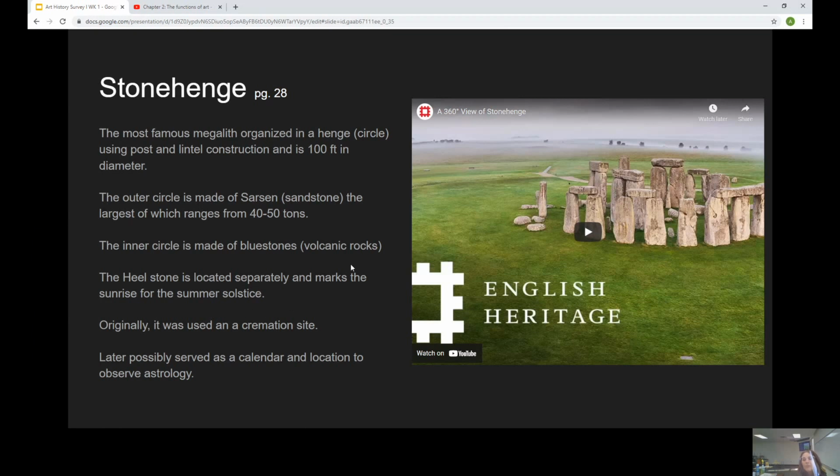And that heel stone marks the sunrise for the summer solstice, which leads a lot of people to believe that this has to do with the summer or winter solstice. It could have been a calendar. It was at one point used as a cremation site. We know that because we found ashes of things. And it could have been used as a location to observe astrology.